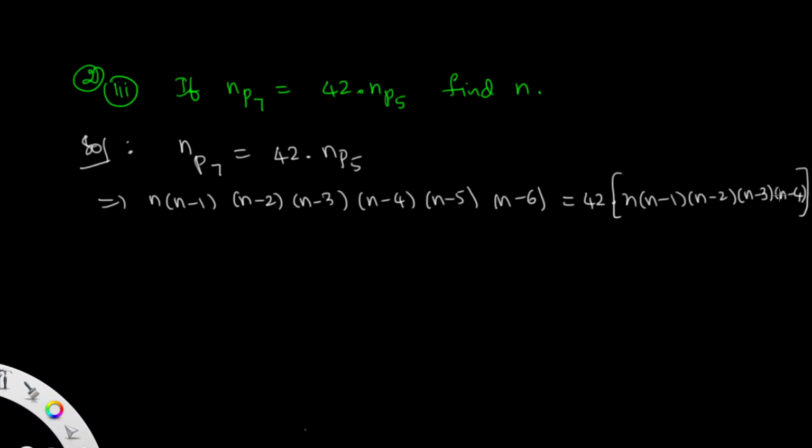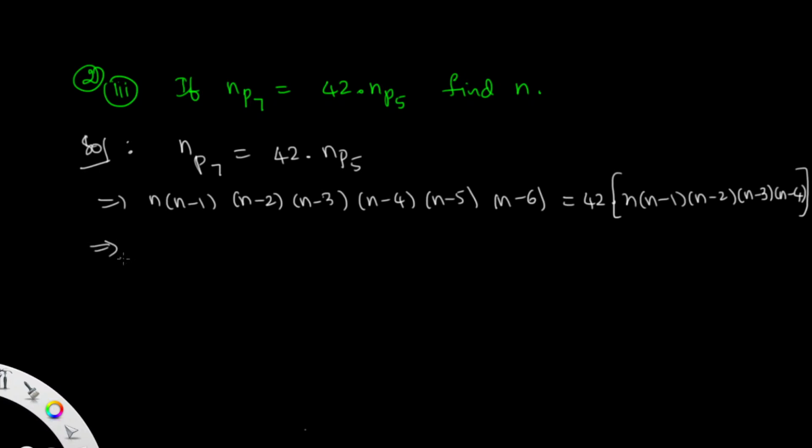So if you count 1, 2, 3, 4, 5, that is nP5. For nP7 the terms end with n minus 6: n, n minus 1, n minus 2, n minus 3, n minus 4, n minus 5, up to n minus 6. The total number of terms is 7.